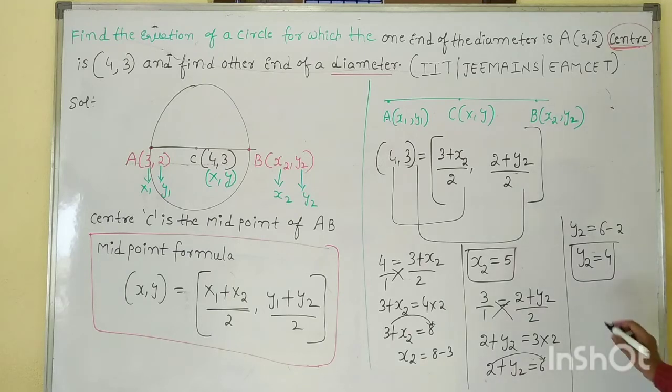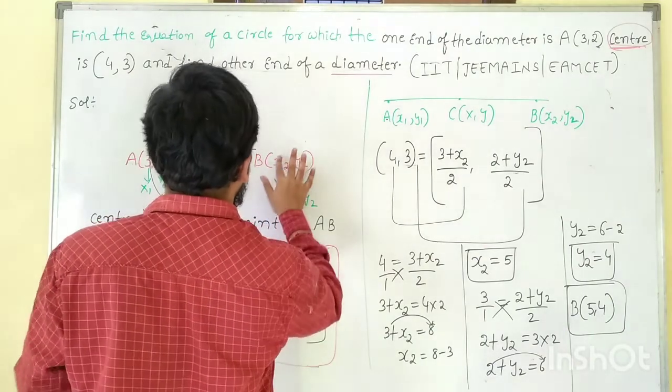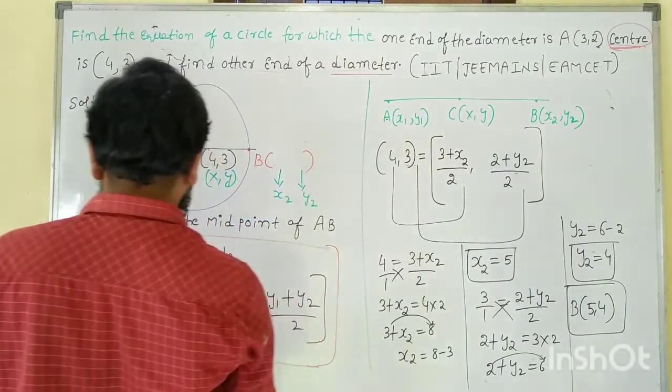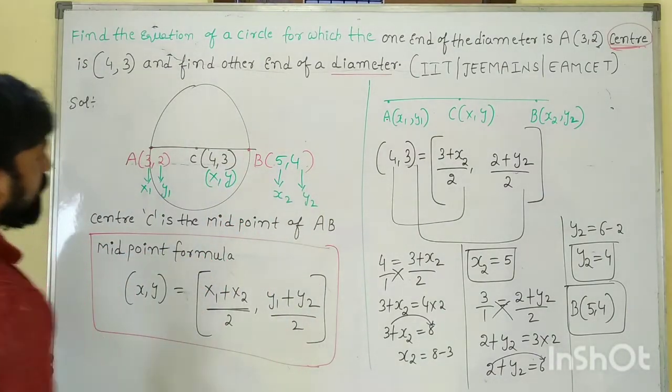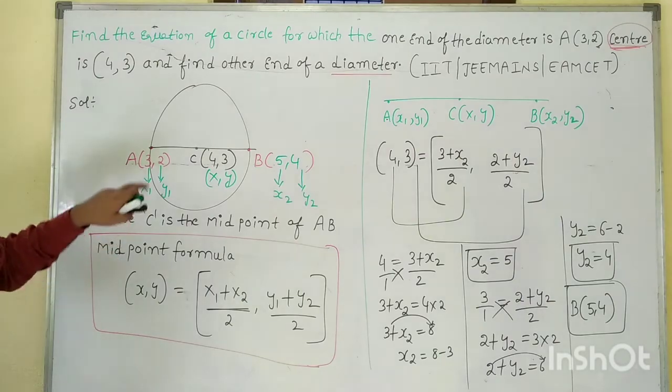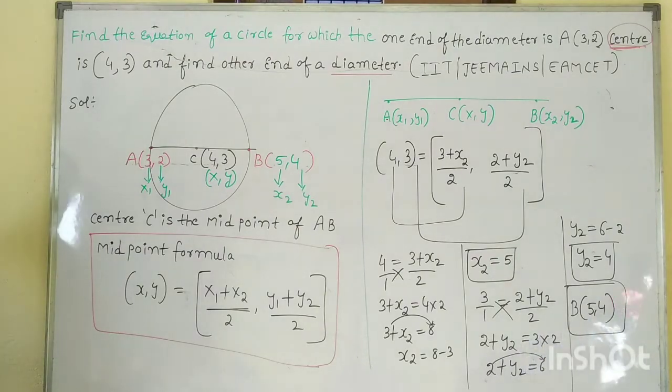Therefore, the B value is 5 comma 4. This is the other end of the diameter: 5 comma 4. Now we have to find the equation of the circle.